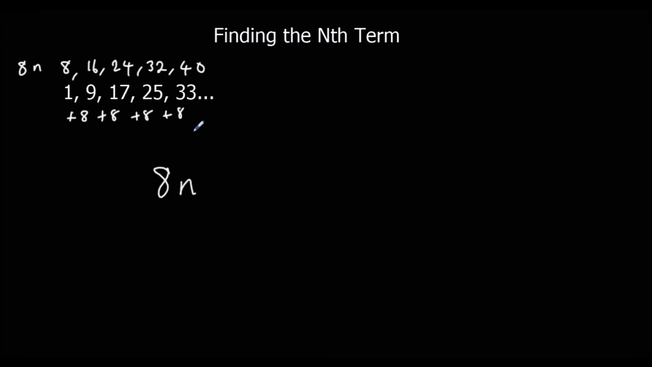The next question is what have we got to do to the 8 times table to get to our sequence? So 8 to 1, 16 to 9, what have we got to do? We've got to take away 7, so it's 7 less. It's always 7 less than the 8 times table, so it's 8n minus 7. 8n take away 7 creates our sequence.